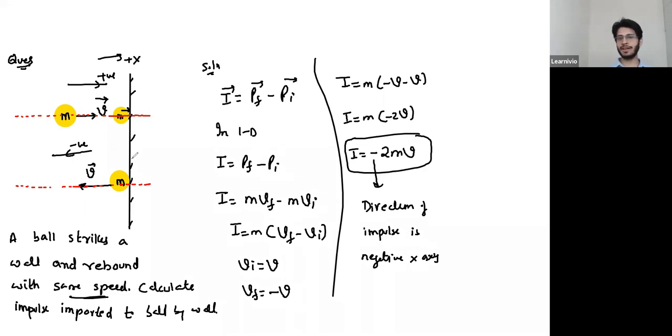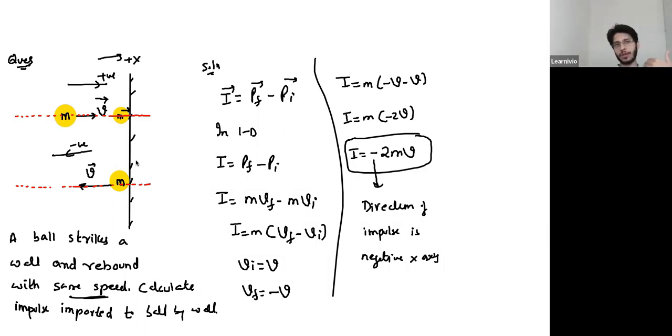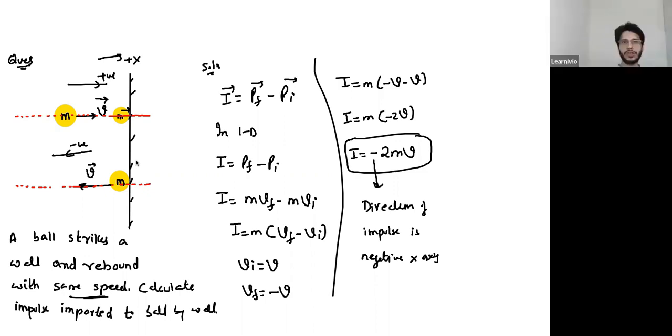Okay, can you guess the type of collision? If the speed is not changing, is it an elastic or inelastic collision? Elastic. Yes, elastic. If it were inelastic, then the speed should have decreased. If speed is not decreasing, that means your collision is elastic. Just like that.